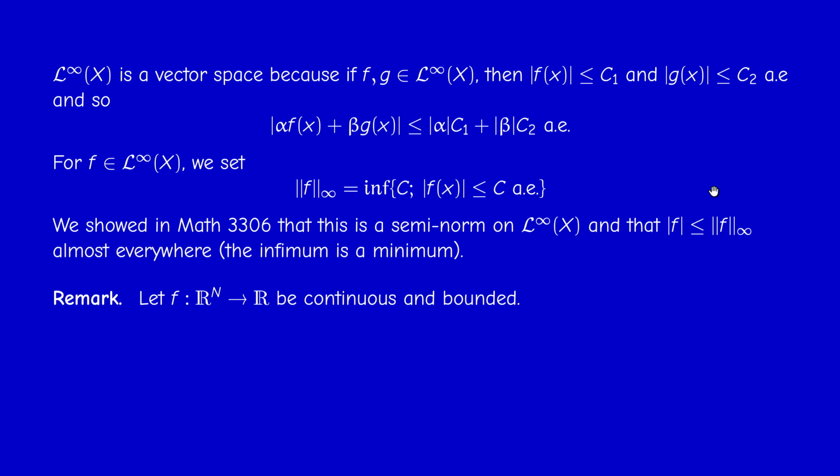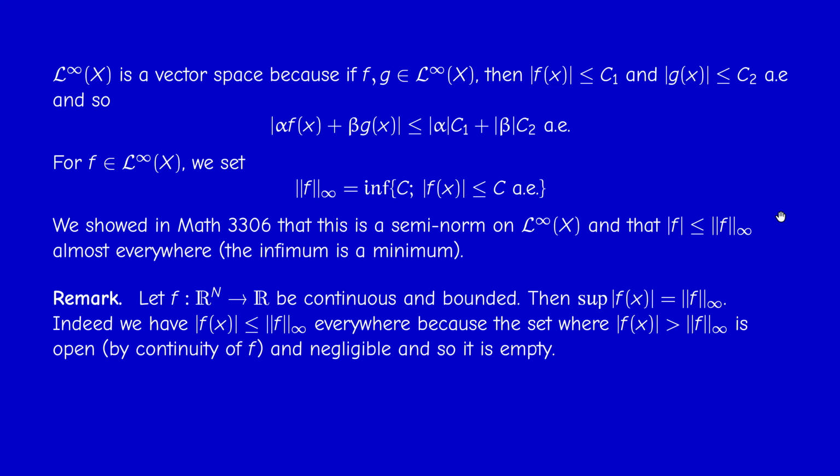Now, what is the relation between this L infinity norm and the supremum norm that you learned in first or second year, the norm of uniform convergence? When f is continuous and bounded, it's the same actually. So if f is continuous and bounded from Rn to R, then the supremum of absolute value of f of x, when x is in Rn, is simply this L infinity norm. Why? Double inequality. So first of all, we know that f of x is less or equal than the norm infinity of f almost everywhere. But actually this inequality holds everywhere.